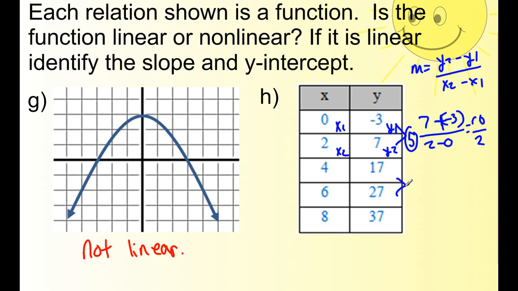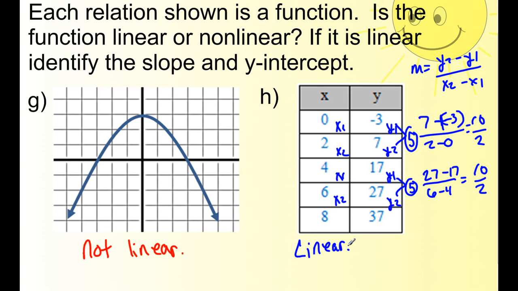All right, down here, we've got my new x1, y1, x2, y2, giving me 27 minus 17 over 6 minus 4, which is 10 over 2, which is 5 again. We got the same slope. The chance of us getting the same slope on two different sets of points means it's probably linear. It's very low probability to get the exact same slope on two separate points if it's nonlinear. So I'm going to go ahead and say this is linear.